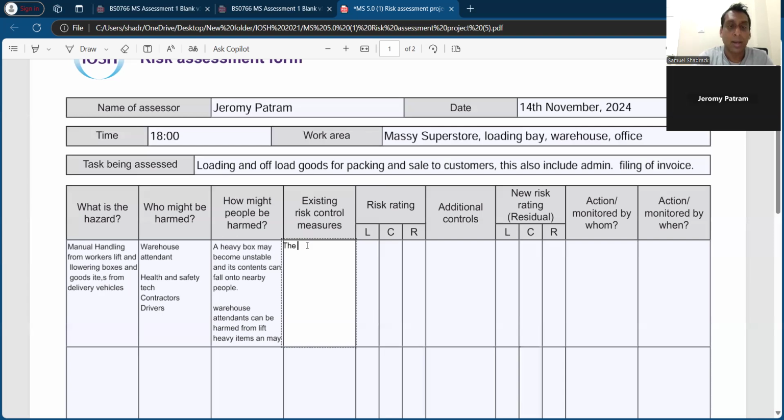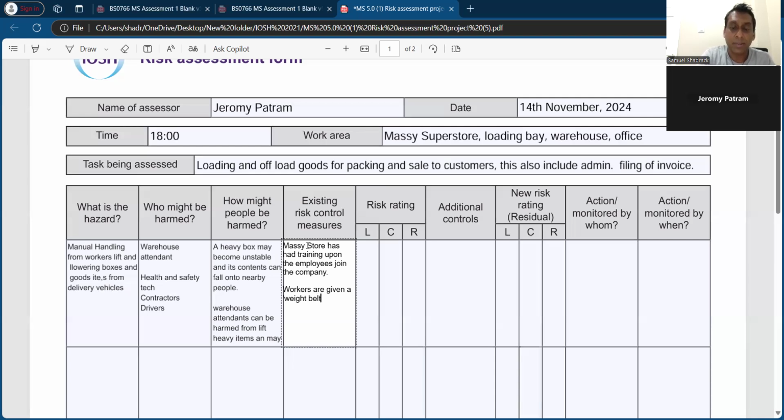So you can say Massey Stores has had training upon the employees joining the company. We could probably say that workers are given a weight belt, right?